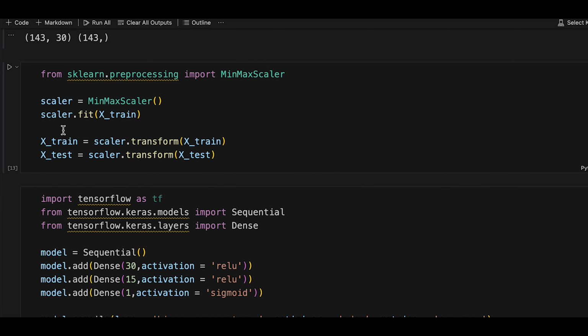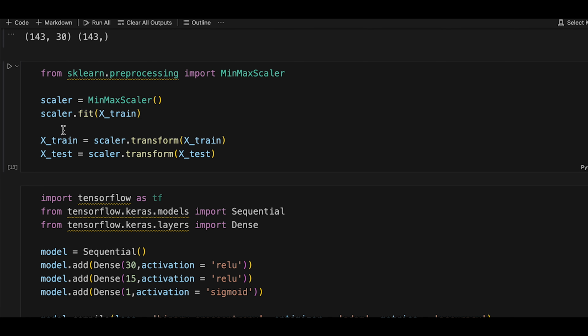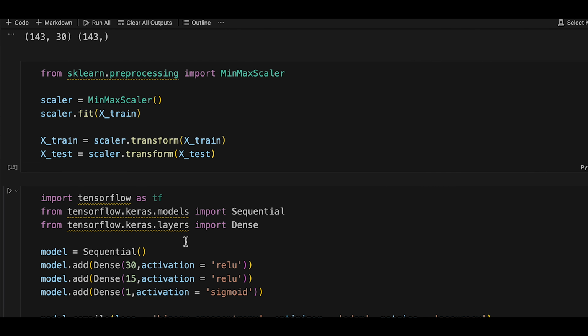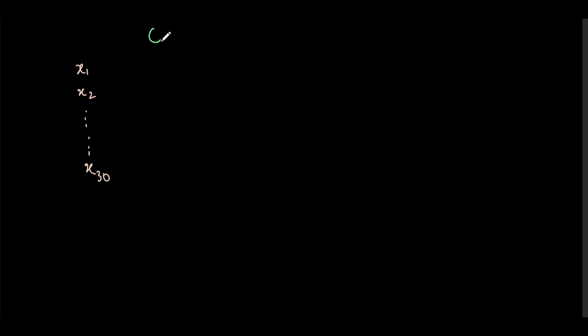Now let's build our neural network. What is the first layer? The first layer should have the input features. How many input features do we have? We have a total of 30 input features. Then we build our neural network. This is our first hidden layer, or the dense layer. What is the number of neurons in the first hidden layer? We have 30 neurons in the first hidden layer.